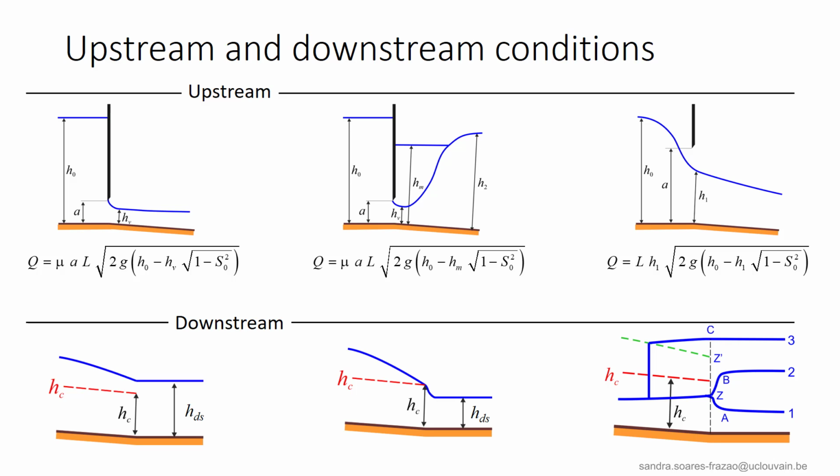As a reminder, here are all the possible upstream and downstream conditions. At the upstream side, we can have a free surface flow controlled by the gate, a submerged hydraulic jump, or a free surface flow detached from the gate, thus without control of the gate. At the downstream end, for subcritical flows, we can have a simple direct connection or a spill, and for supercritical flows, we can have a spill or a hydraulic jump pushed back in the reservoir.